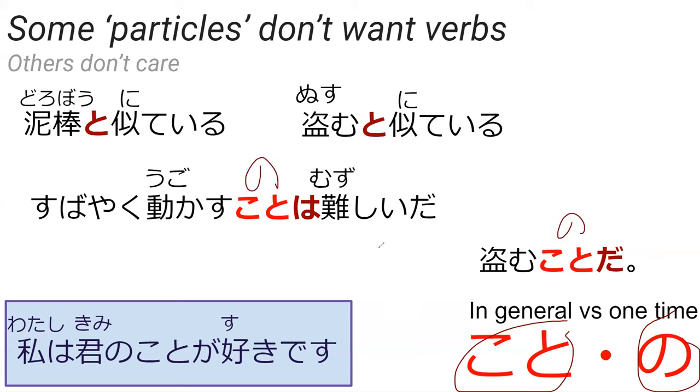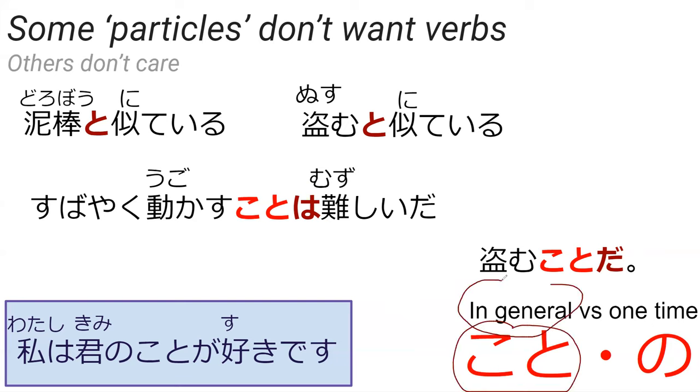For our purposes, we're only learning koto right now. Koto basically means in general is what it's used for. So it's basically saying, I'm not talking about one specific occasion of somebody moving. I'm talking about moving in general.